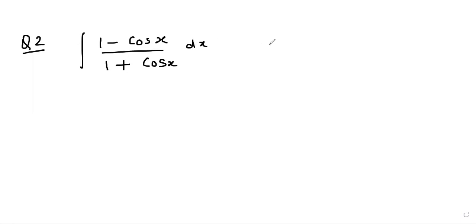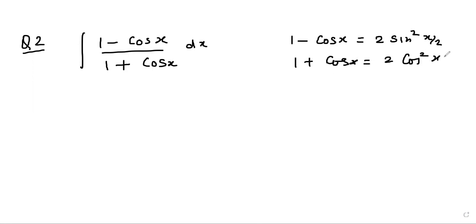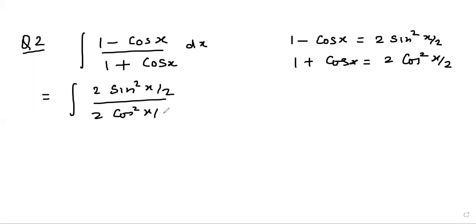Question number 2. Question number 2 is integration of 1 minus cos x divided by 1 plus cos x dx. Here we can apply half angle formula. 1 minus cos x equal to 2 sine square x by 2, and 1 plus cos x equal to 2 cos square x by 2. So our question becomes 2 sine square x by 2 divided by 2 cos square x by 2 dx, which is equal to tan square x by 2 dx.